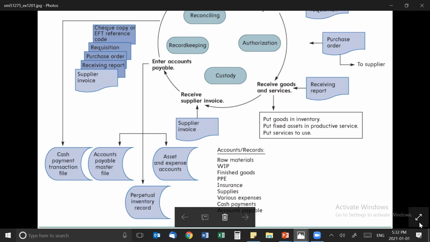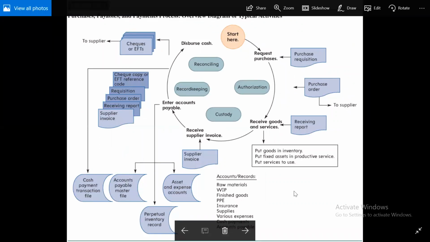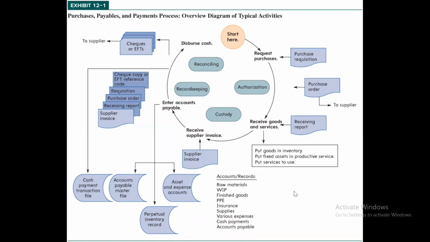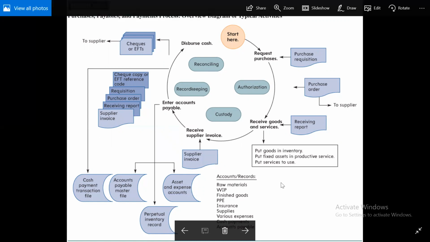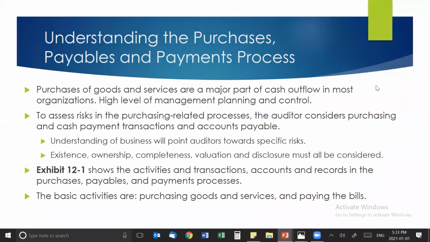So the accounts that are involved in this process or in this cycle are your raw materials, work in process, and finished goods inventories, the PP&E, insurance, supplies, various expenses that you're paying for, the cash payments, and then the accounts payable. So those are all the accounts that are involved in this purchases, payables, and payments process. Okay, so back to our PowerPoint here.